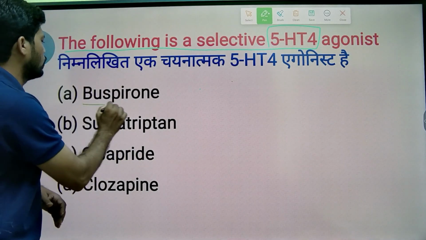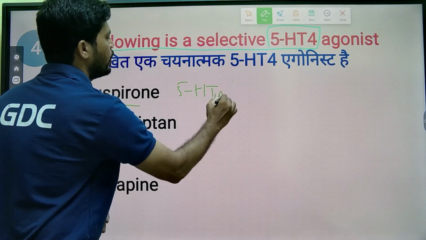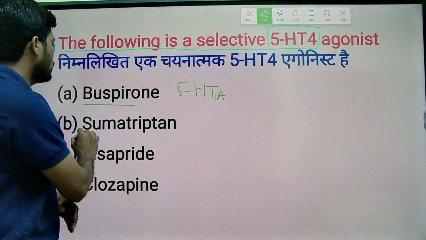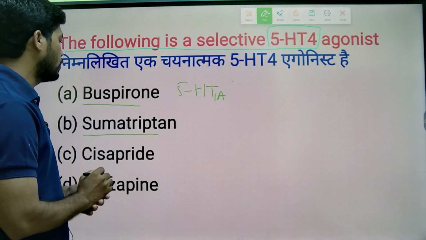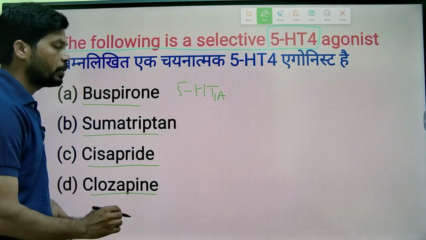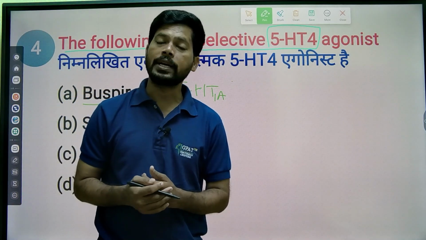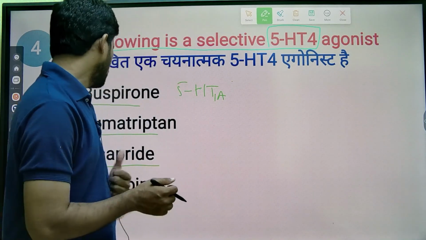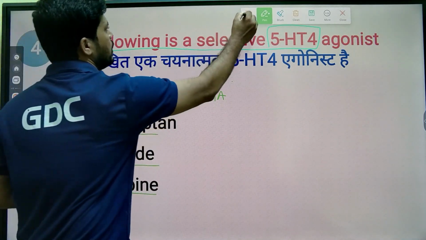So buspirone is a serotonin type 1 receptor partial agonist. Sumatriptan, a drug for treatment of migraine, acts on serotonin receptors. Cisapride, clozapine: clozapine is a second generation antipsychotic, also known as atypical antipsychotic. So definitely the answer will be cisapride. Cisapride will be the answer.